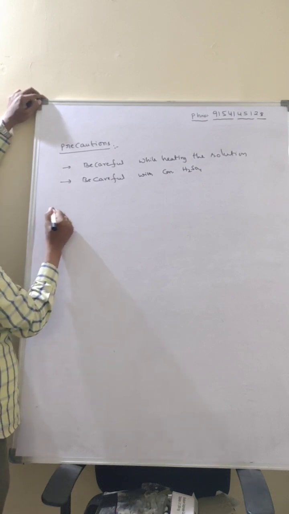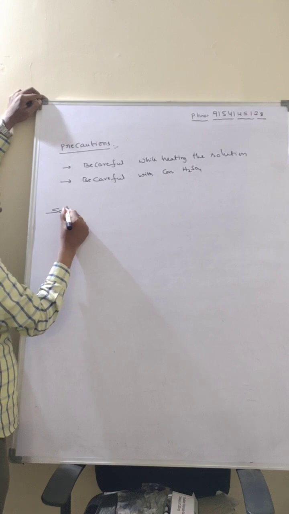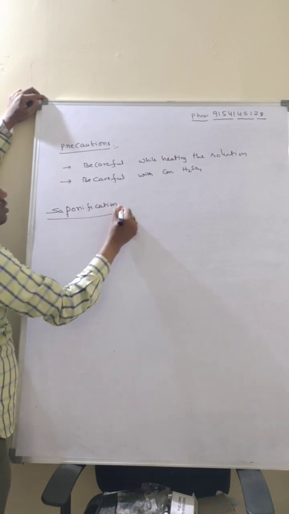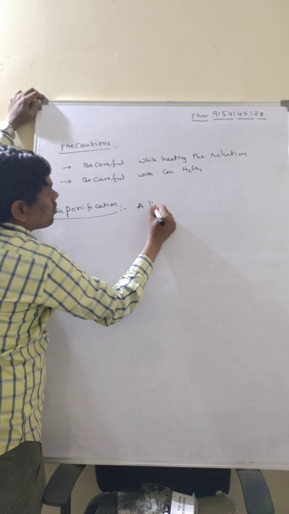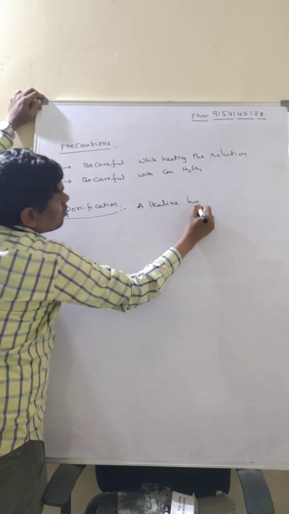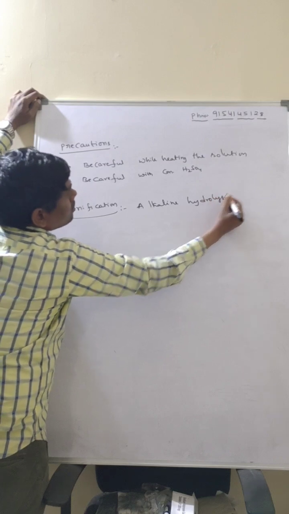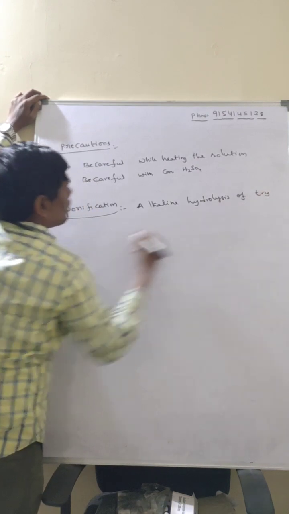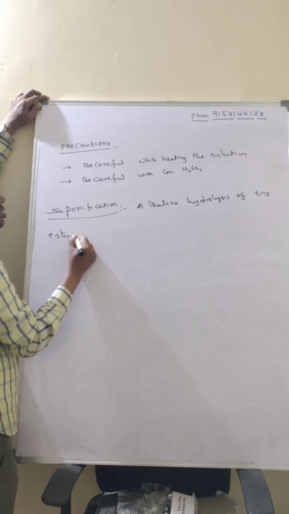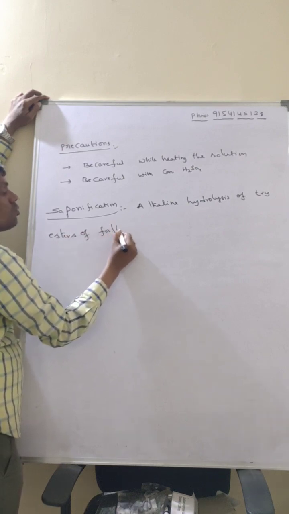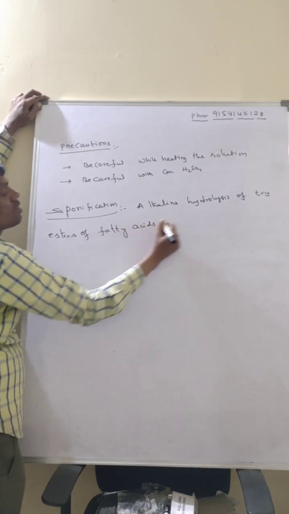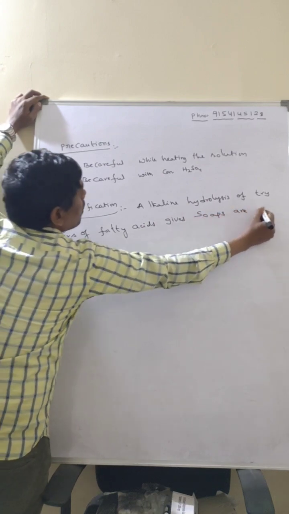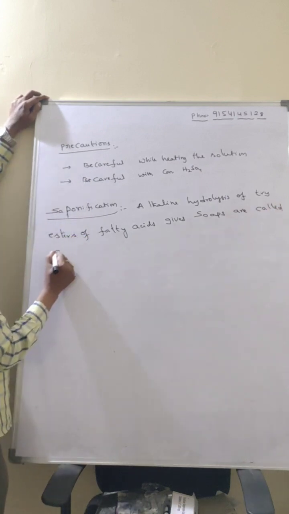Next one is saponification. Alkaline hydrolysis of triesters of fatty acids gives soaps. This is called saponification.